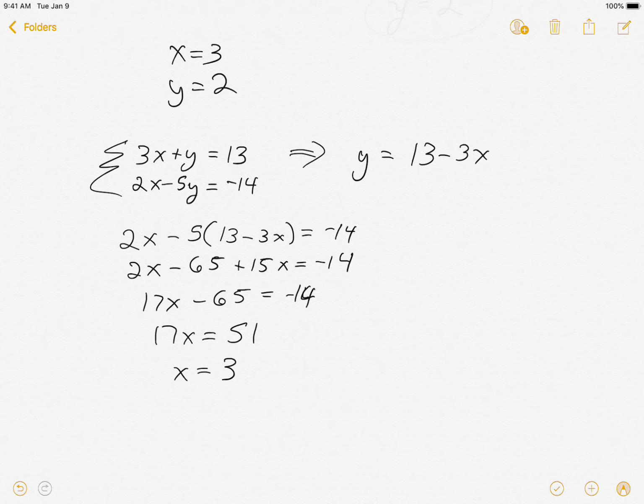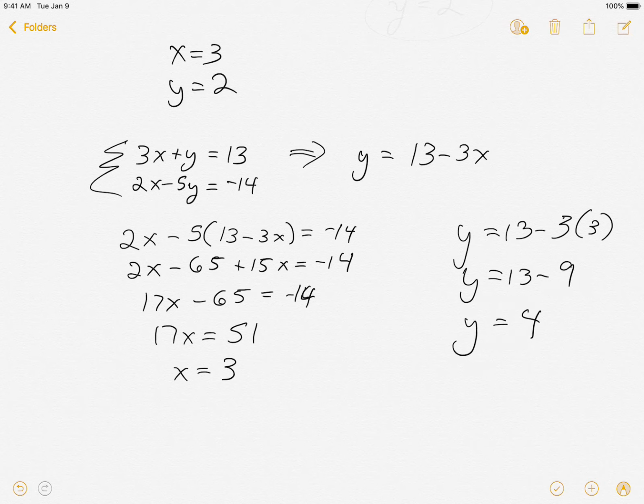So x equals 3. I need to solve for y. I've already solved for y up here, so let's go ahead and plug in x. So we have y equals 13 minus 9, y equals 4. So the solution is x equal to 3, y equal to 4.